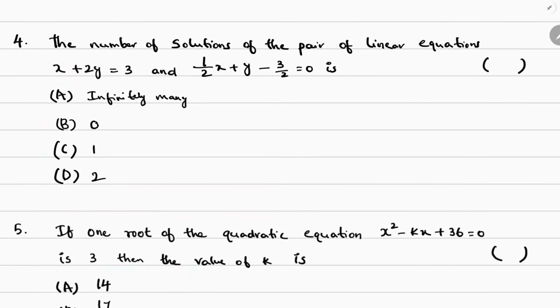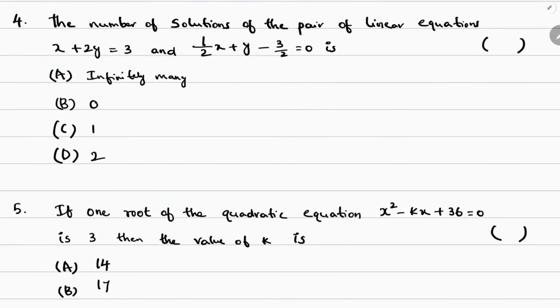Next, fourth question. The number of solutions of the pair of linear equations. Here the first one is x plus 2y. See, here the constant is on the left side, here it is on the right side. So what I'll do, I'll take this also to the left side. So minus 3 equals 0. Half of x plus y minus 3 by 2 equals 0.